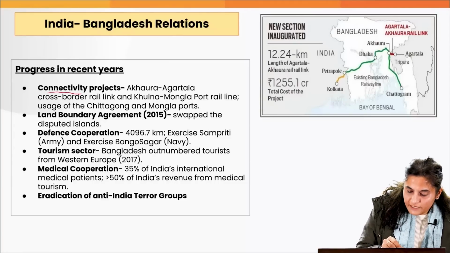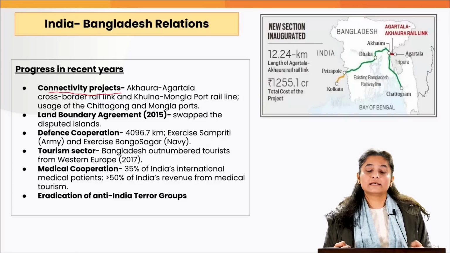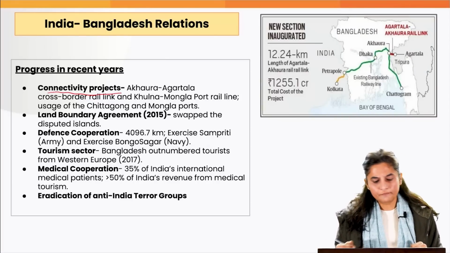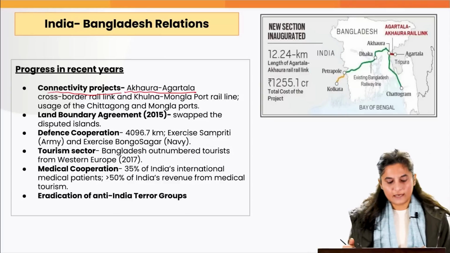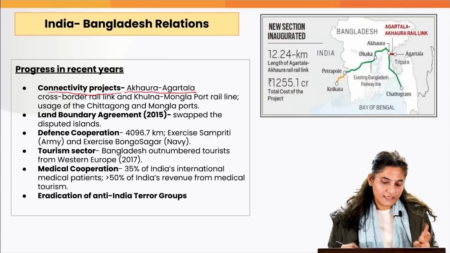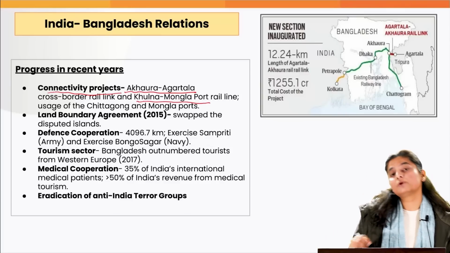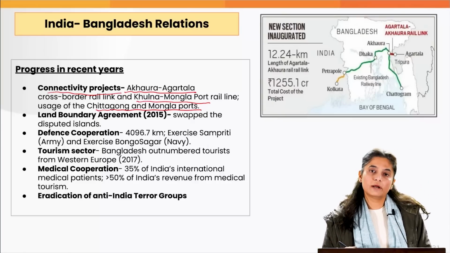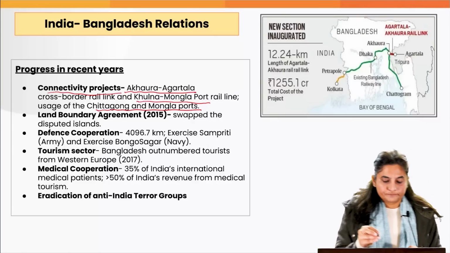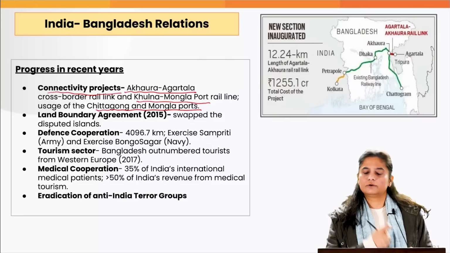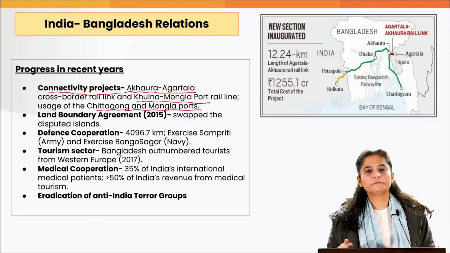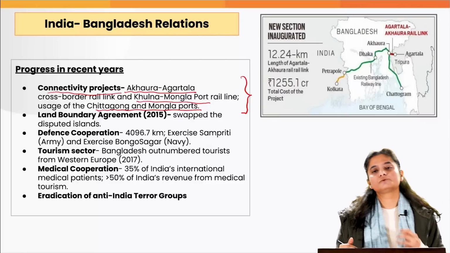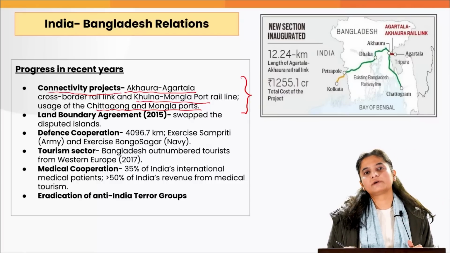So we have achieved and signed various agreements from the aspect of connectivity. Various connectivity projects are there. To name some, you can note down the Akhaura-Agartala cross-border rail link. Then there is also the Khulna-Mongla port rail line. And another would be the cooperation between Chittagong and Mongla port. Both of these ports actually connect the northeast to the eastern part of India via Bangladesh. So these are three infrastructure projects that you can remember that can help you in writing your mains answer with some conviction.